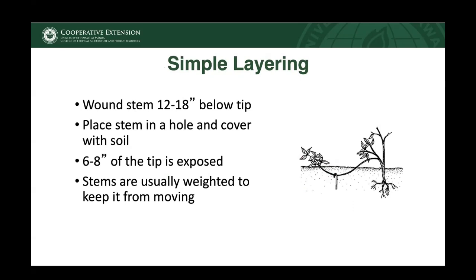Simple layering is a little bit similar to the tip, but you're actually just running out a longer branch underneath the ground and letting that whole thing come up above the ground. Typically, you're wounding it about 12 to 18 inches below the tip. So something like here would be your wounded area. You're anchoring this below the ground and filling it back in with soil in that hole. Your roots should generate from that cut area. And once it's rooted, you can then cut it completely off past the rooted area and then replant that.